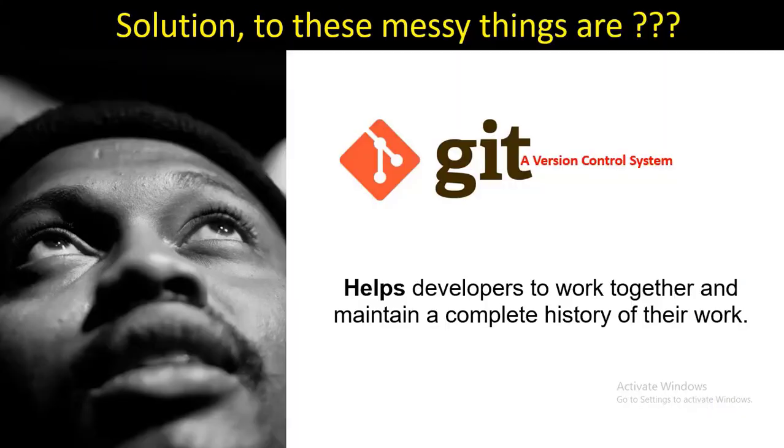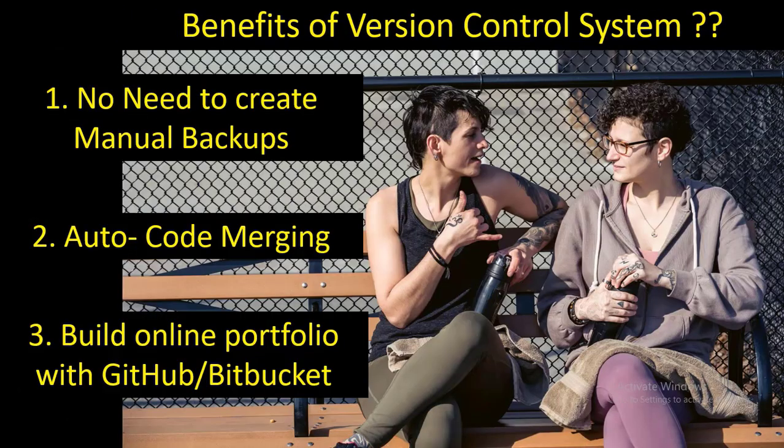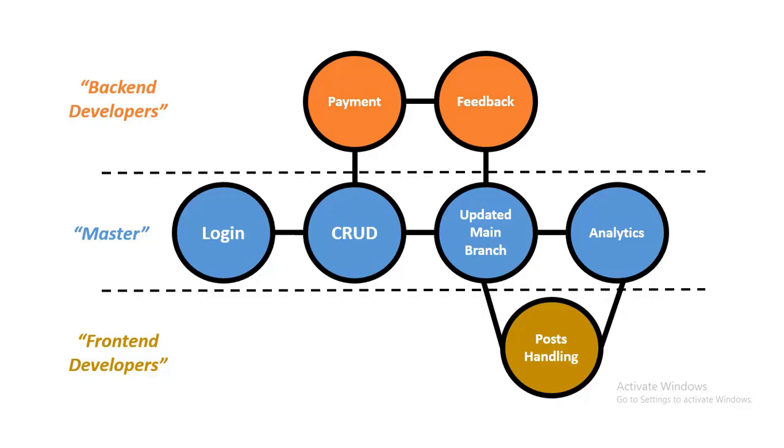The solution is Git. Git is a version control system and it will give you three main benefits. You will not have to create manual backups, it will merge the code automatically, and you can build your online portfolio to improve your CV with some online Git repository hosting websites like GitHub or Bitbucket.